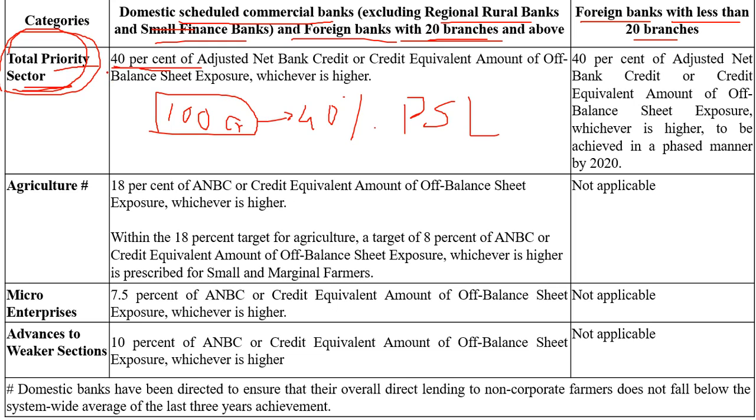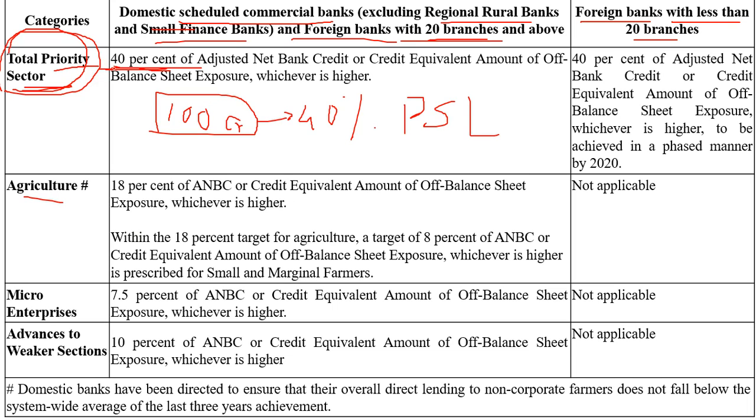Next, in the following line you can see this 40% of loan is further classified, meaning a sub-target is given to the bank. The basic main target is 40% of loan. Whatever loan the bank gives to the different sectors, out of that, 40% is to be given to this priority sector.